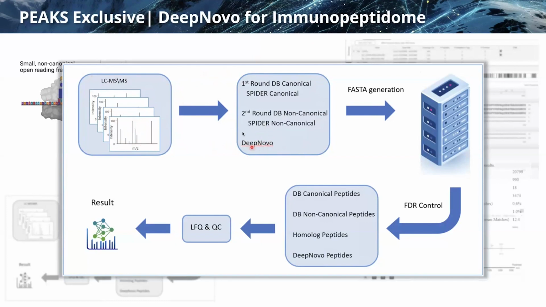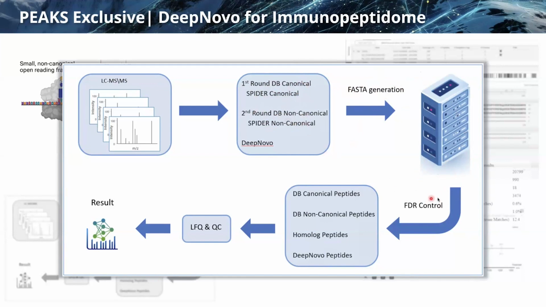Once the sequencing is done, we move on to the first round search against the canonical database first. Then we use our SPIDER to do some homology search against the canonical database. Then the second round on unmatched peptides against non-canonical, and SPIDER against the non-canonical database. Essentially, in the background, we combine all of this. We create an internal FASTA, and we then re-search everything in the same fashion.